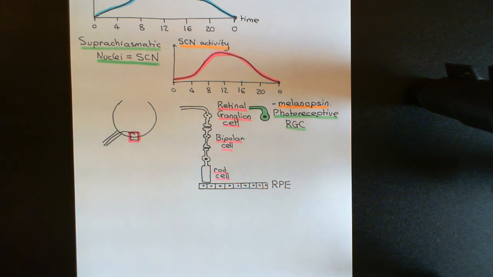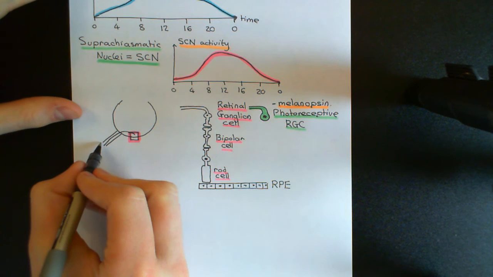Okay, so that's where we've overall got to: in the retina of both of your eyes you have these special, rare retinal ganglion cells, which are photoreceptive in their own right. And these are going to be firing action potentials more frequently when it's lighter, and they're going to be sending this information to the suprachiasmatic nuclei.